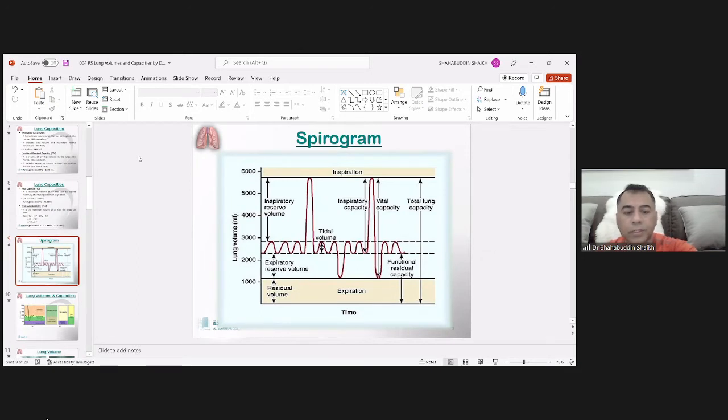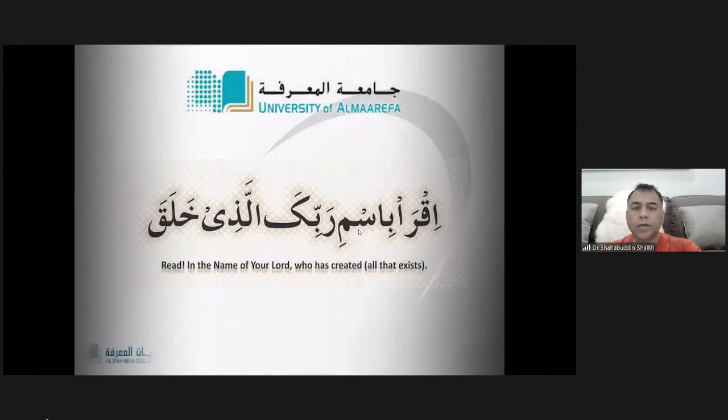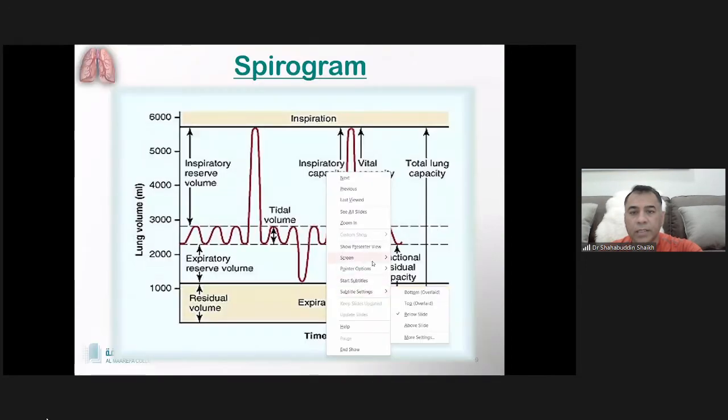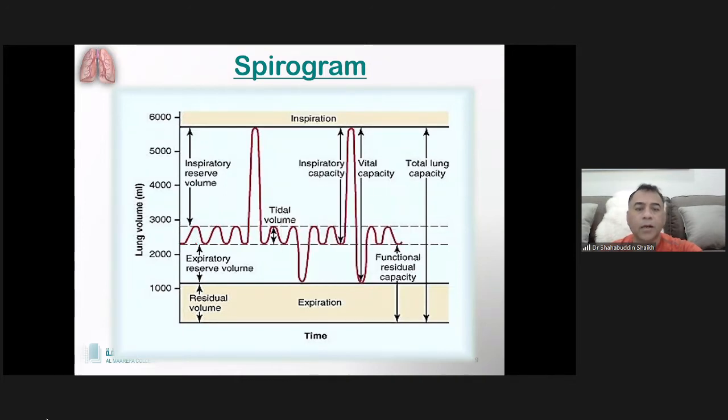How do I project this? Okay, so here we are. Where is the pen? Is there a marker here? Pointer options, pen. Okay. What is this? Can you see my pen marking?